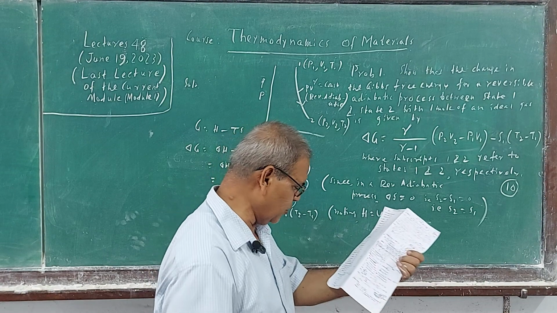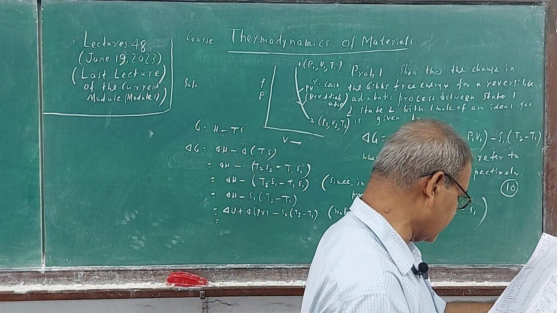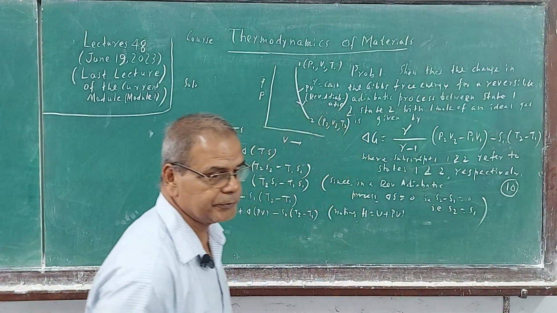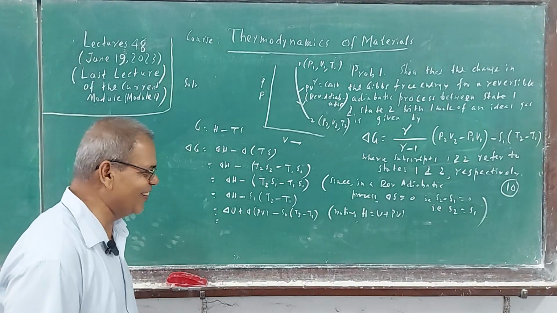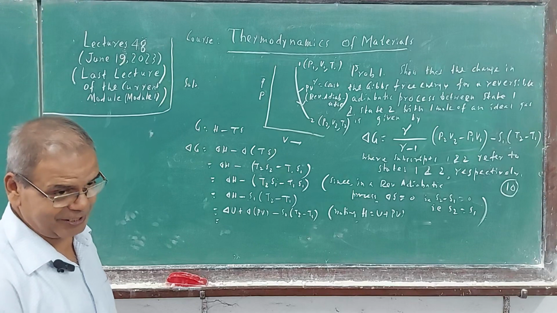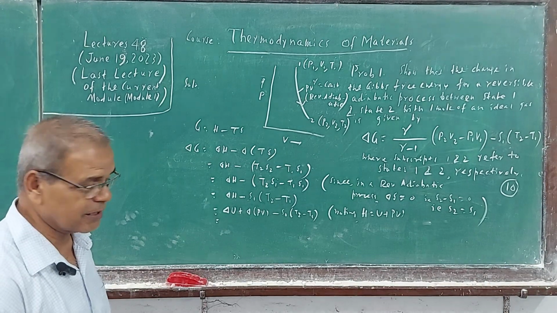How many students scored below 10? Seven students out of... Oh, sorry, I should not divulge this. Okay. So how difficult? 10 marks, so difficult to score 10 marks.